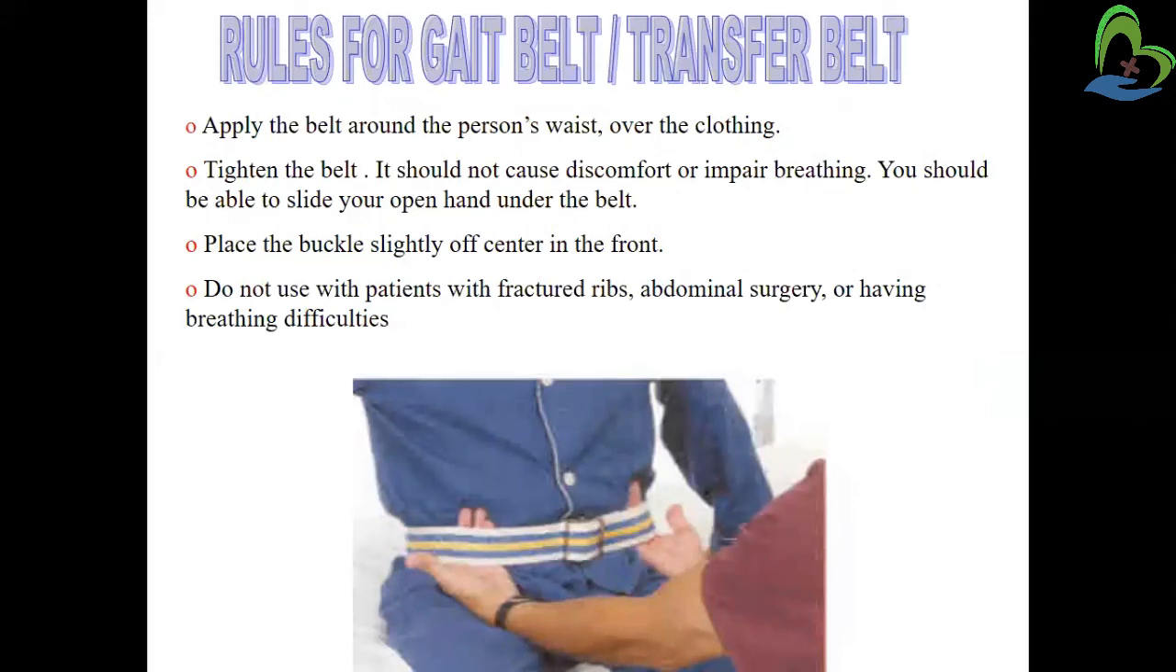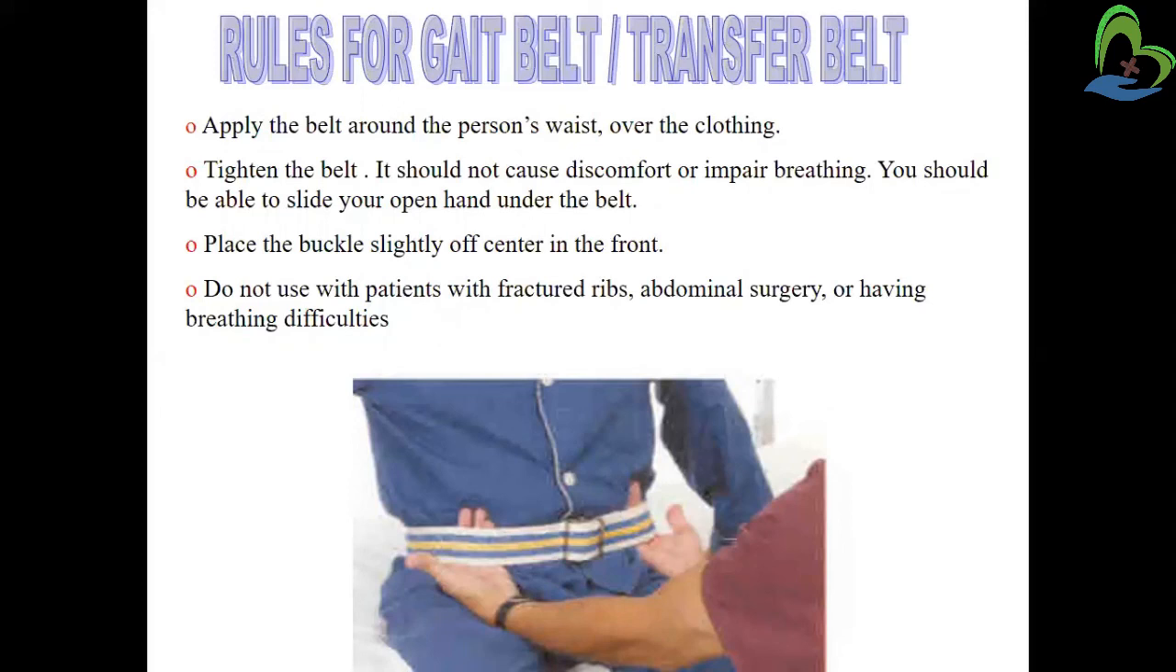Then rules for the gait belt or transferring belt. So how can we apply the transfer belt to the patient? It is a safety belt. We can provide safety to the patient from falling down or any injury. So always apply the belt around the person's waist area over the clothing, so it doesn't cause friction on the patient's skin directly. So over the clothing we apply the safety belt around the person's waist area.